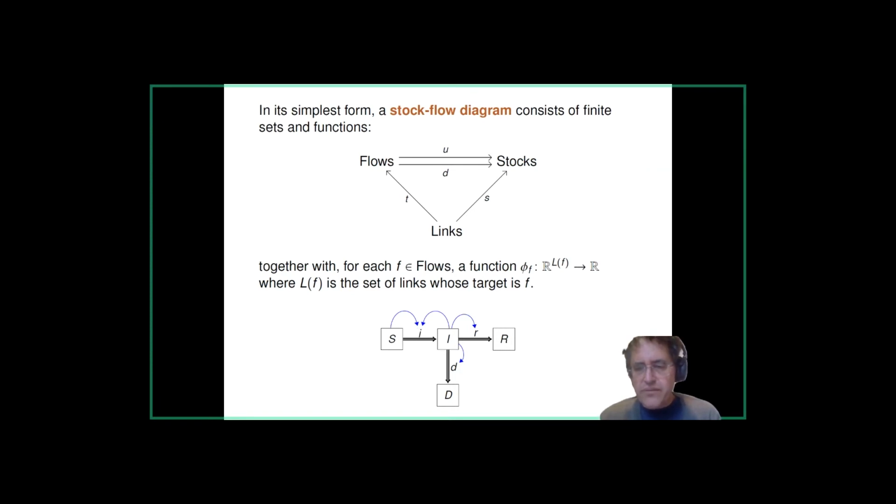But to actually get a differential equation out of this, we need some specific functional form, for example, how the rate of infection depends on the number of susceptible people and the number of infected people. So for each flow, for each F in our set of flows, we want a function from R^N, for some N, to R. More precisely, it's a function from R to the set of links whose target is F, to R. So in particular, this flow here would have attached to it a function from R squared to R, saying how the rate of this flow depends on two numbers, the number of susceptible people and the number of infected people. This particular one here would depend on just one number. This would depend on just one number. So that's a stock flow diagram in a simple version.